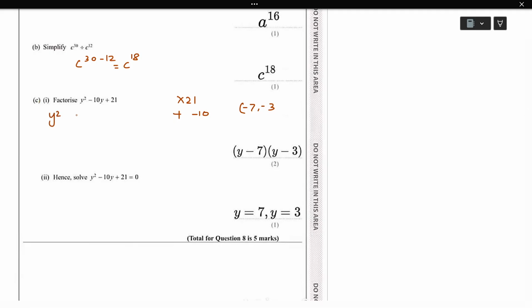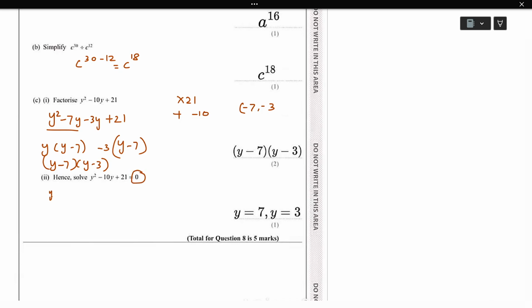So I'll repeat: y square, the 10y we are writing as minus 7y and minus 3y plus 21. So the first two terms, y is common, so the rest is going to be y minus 7. Right here we have y minus 7, so we need to multiply by negative 3, so we'll get this. So the final answer is y minus 7 and y minus 3. So that's written here.